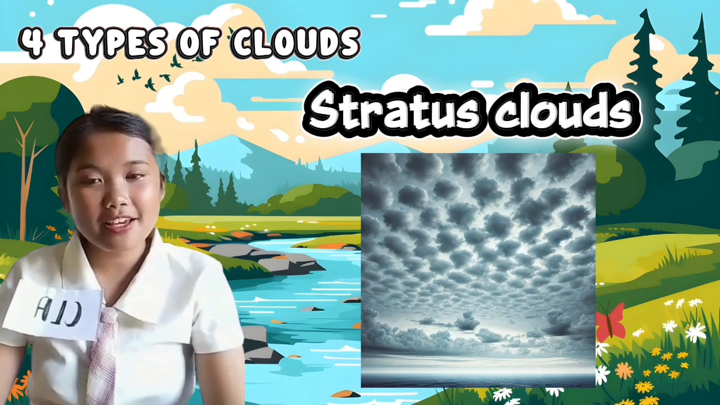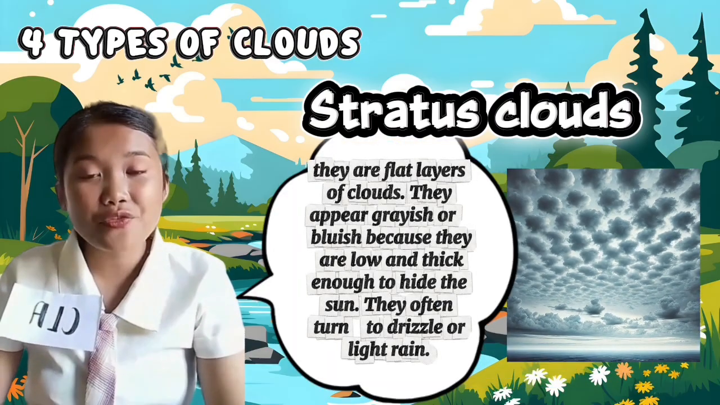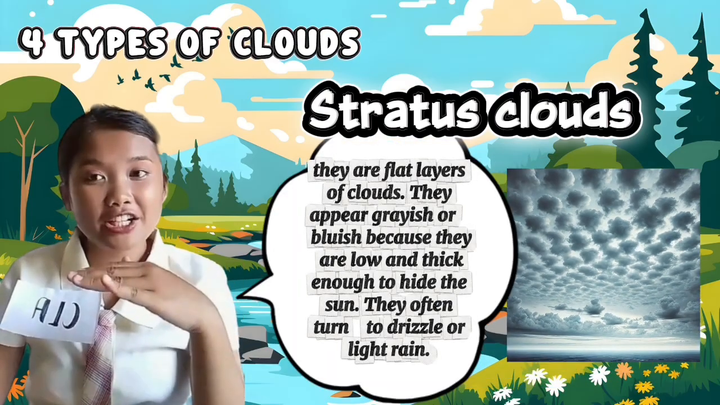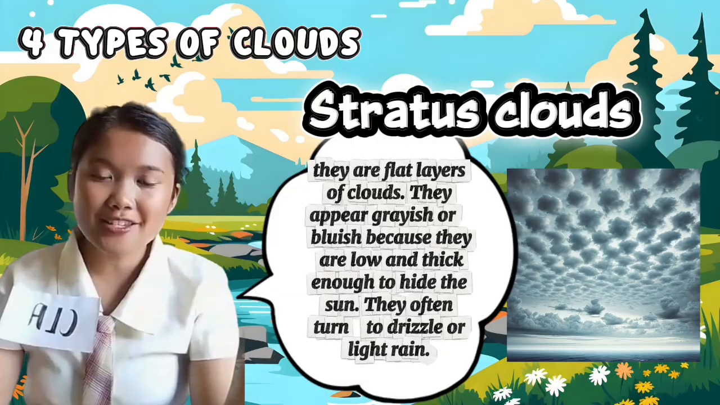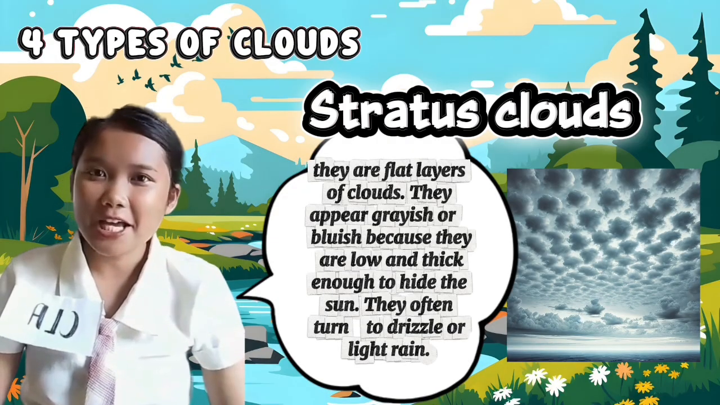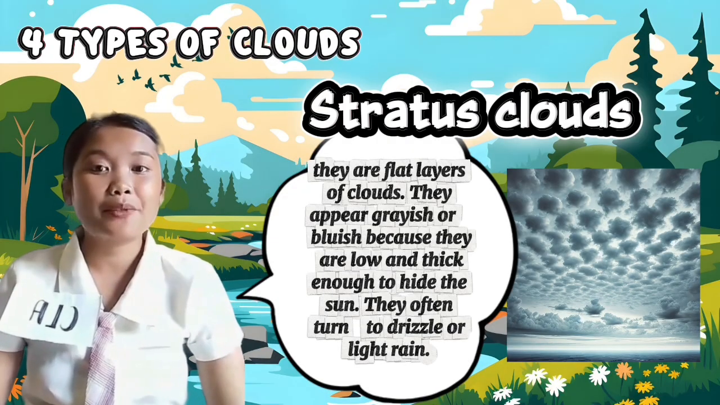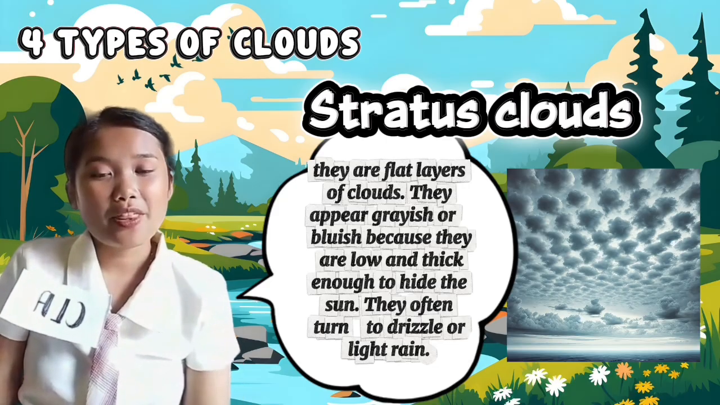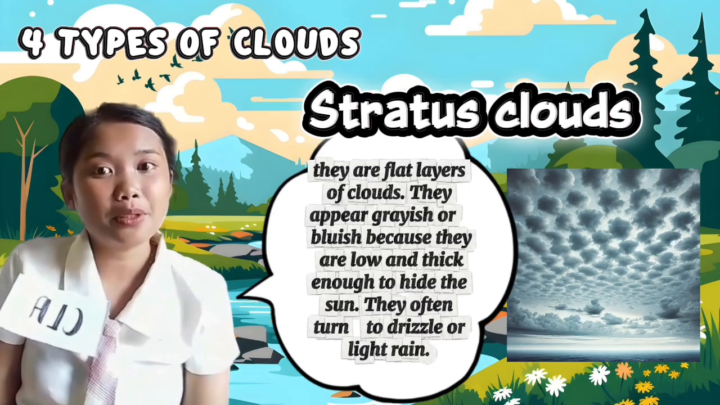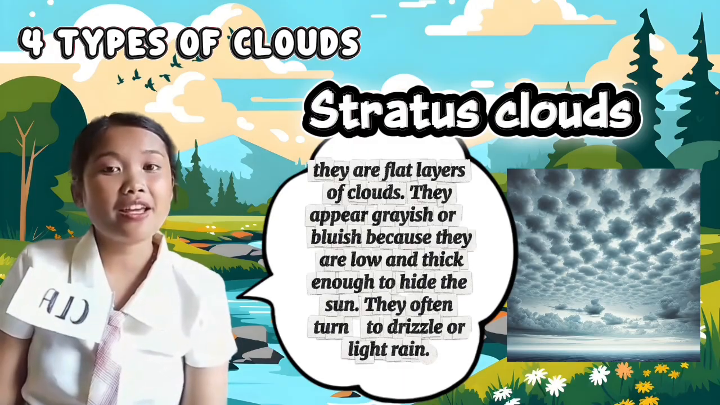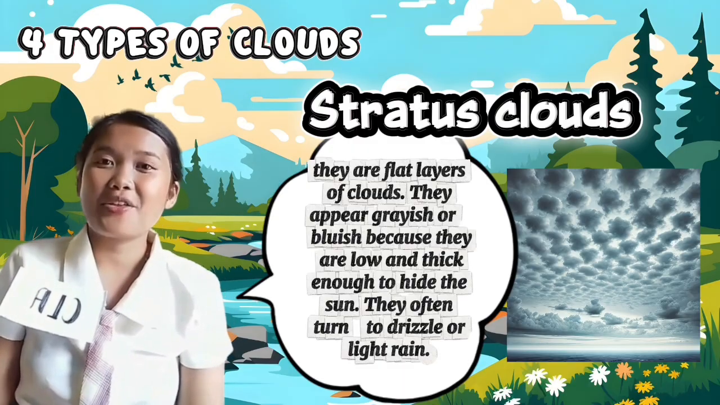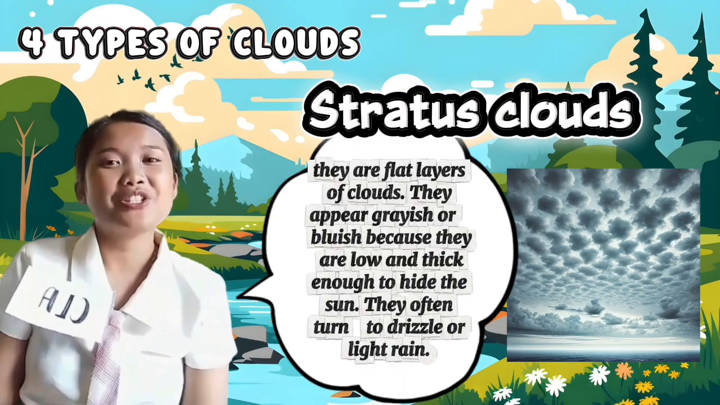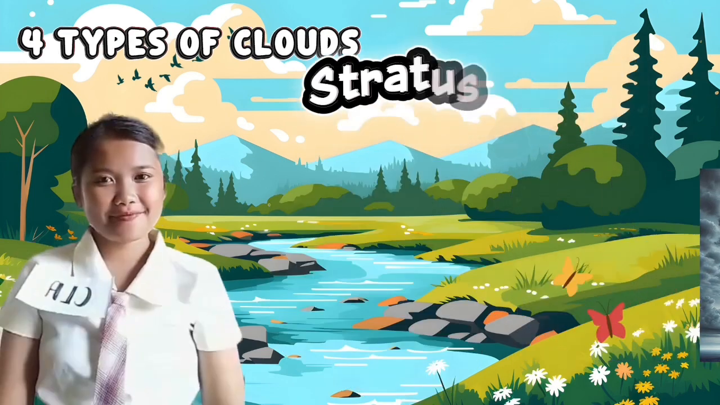So as you can see, the stratus clouds form in flat, gray layers that stretch across the sky. And sometimes these types of clouds bring light rain or drizzle. So, when the clouds appear grayish or bluish and are low and thick enough to hide the sun, those clouds are again called stratus clouds.